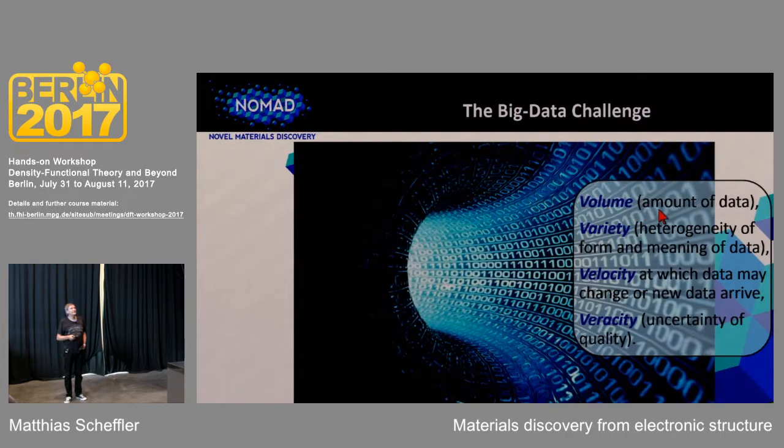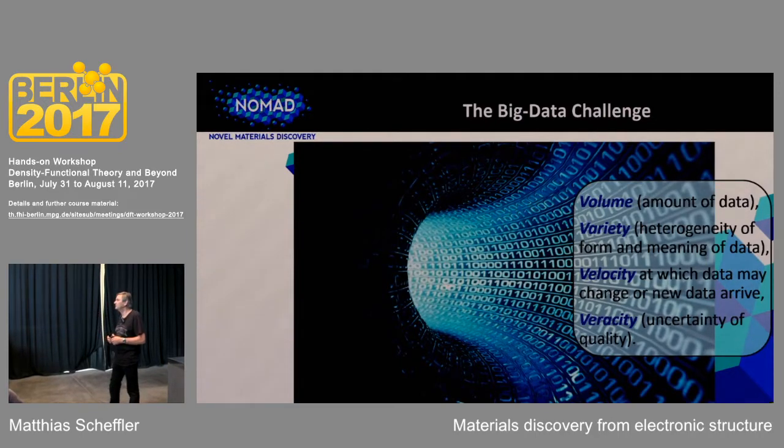One is the volume of data which you create. The other thing is the variety, which in computer science means the heterogeneity in the form and the meaning of data. This has been a big issue for us, because there are so many different codes which have been developed in chemistry, in physics, in material science. They all speak a slightly different language. They have different energies, they have different energy zeros. Sometimes they all call it an energy, but one actually means a different thing than the other one means.